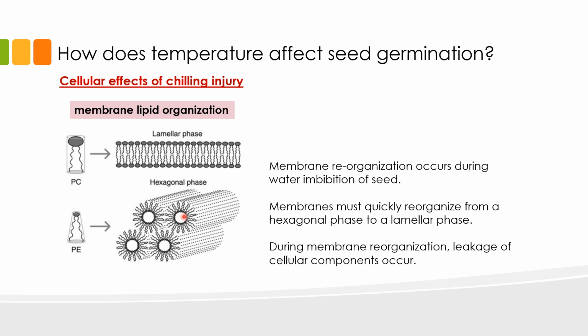Now, during water imbibition, the cell membrane in dry seeds rearranges itself from a hexagonal to a lamellar phase. During this transition, at normal temperature, solutes are going to leak out of the cell. It's like turning a grocery bag inside out. If you have stuff inside the bag, it will fall off. So it's just like a membrane reorganizing from a hexagonal phase to a lamellar phase. There's going to be leakage of solutes out of the cell.